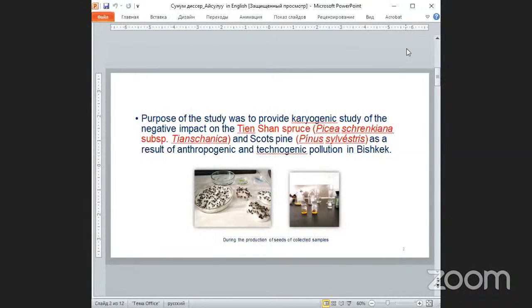The purpose of this study was to provide a cytogenetic study of the negative impact on the Tianshan spruce and Scots pine as a result of anthropogenic and technogenic pollution in Bishkek.